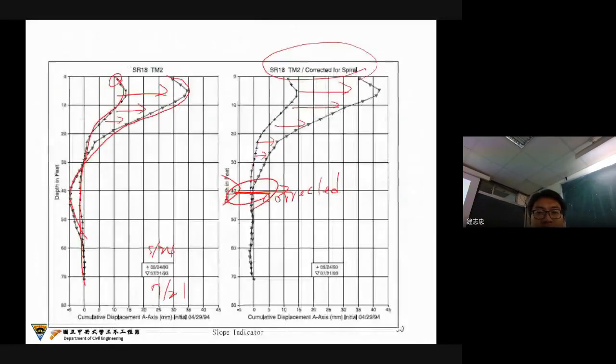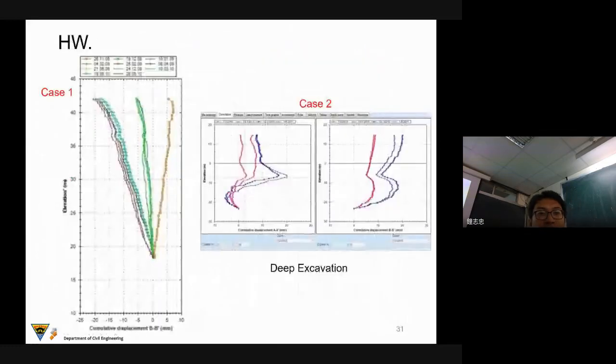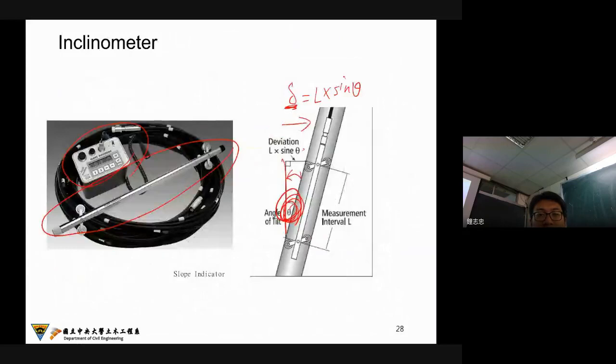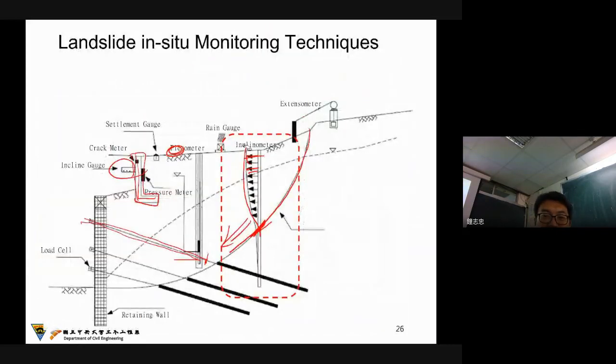So I would like to say this is the typical use of the inclinometer, okay? But I also have a typical issue for you for the next homework, okay? I have a hint. Can you tell me, if the borehole depth only goes to here, what happens if I install the inclinometer?